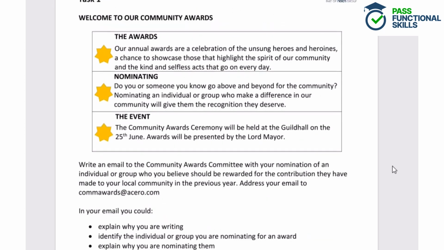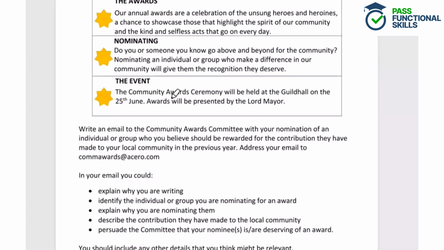So what do we need to do in this question? Well, it's quite a long, lengthy question, and we need to work out what the important parts are. So to start with, let's think about the text type that we've been asked to write. We have been asked to write an email, so we'll have to use appropriate formatting features for an email, and we will have to write addressed to somebody else. Who are we writing for? Well, we're writing to the Community Awards Committee. So we don't have a specific name of someone that we're writing to, so we might use Dear Sir or Madam at the start of our email.